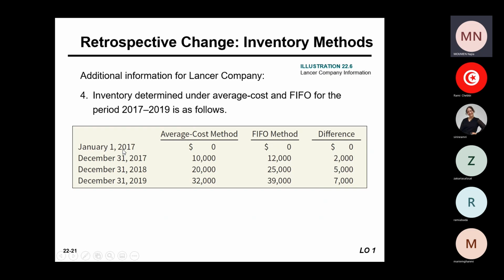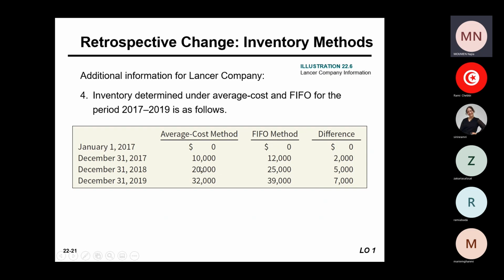So January 1st was the inception, the beginning or the launch of that business, okay? So we got 0, of course, as the value of my ending inventory. December 31, 2017: 10,000. If we were using the FIFO method, it would be 12,000. And so we get this difference of 2,000.